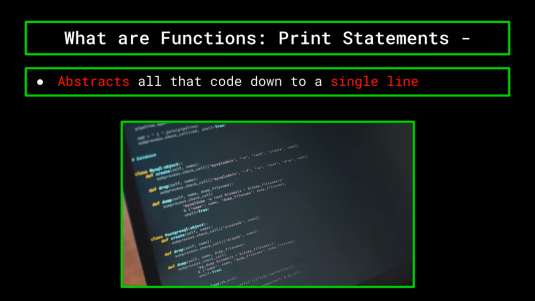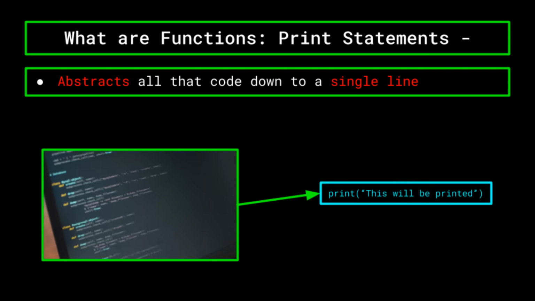All of that code that is used to print something to the console is wrapped up like a present and given to us in the form of one line. This is actually the main theme of all functions and the backbone of any good program.